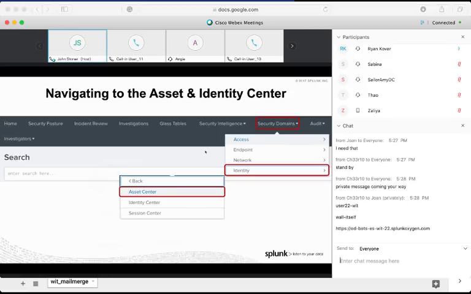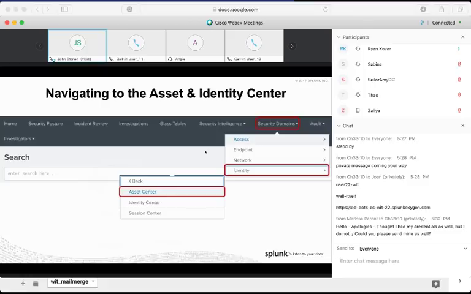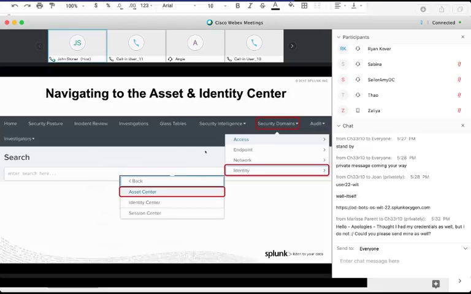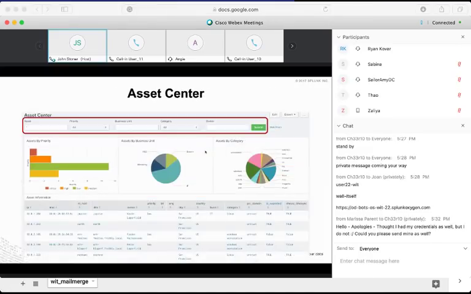It'll have a navigation bar that looks kind of like this. Home's on the far left side, and about halfway across, depending on your resolution, you'll see something that says Security Domains. If you click on Security Domains, underneath that you'll see four items: Access, Endpoint, Network, and Identity. Click on Identity, and then click on Asset Center. Inside of the Asset Center, you see something that looks kind of like this.